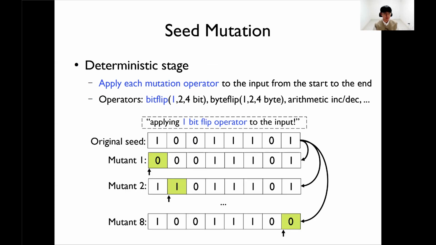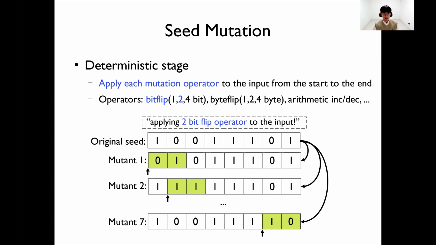It generates the first mutant by flipping the first bit of the original input, from 1 to 0 in this case. And likewise, the second mutant will be generated by flipping the second bit of the original seed. In this way, starting from the first bit, AFL will generate 8 mutants by flipping each bit of the input in order.